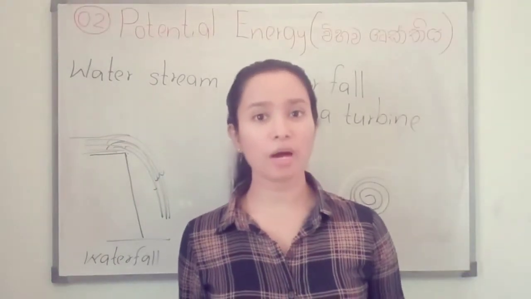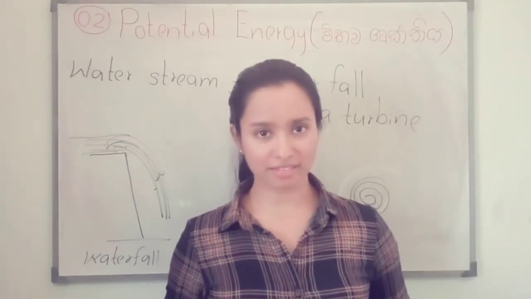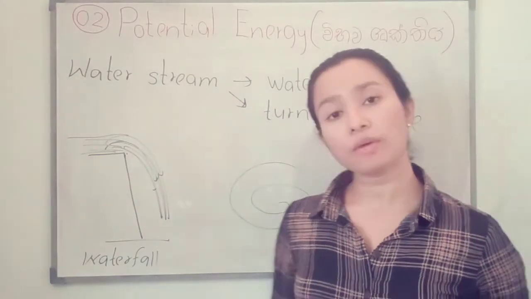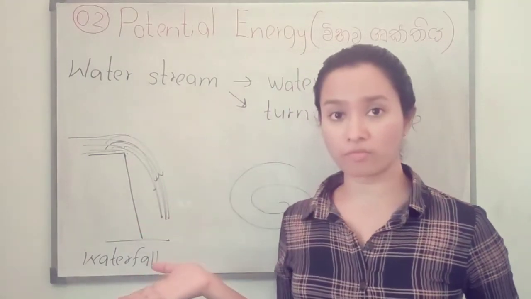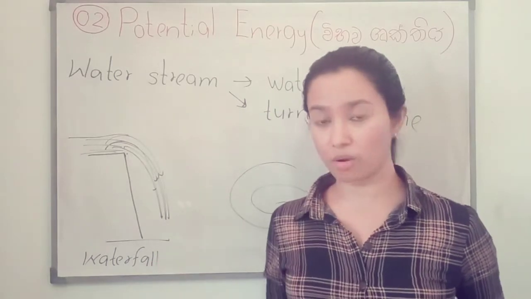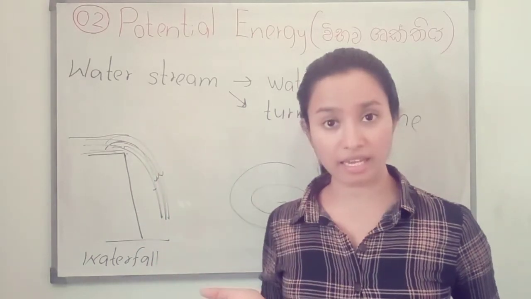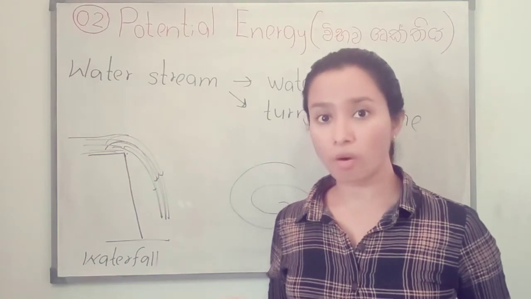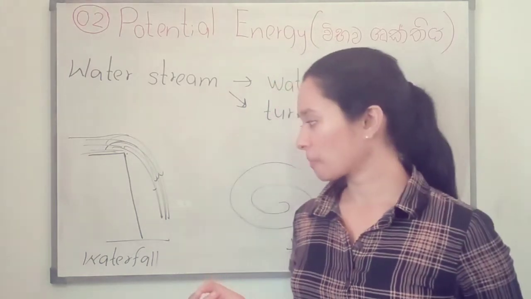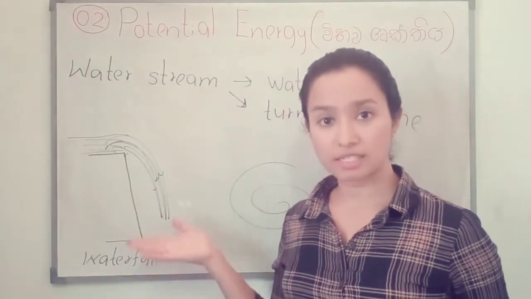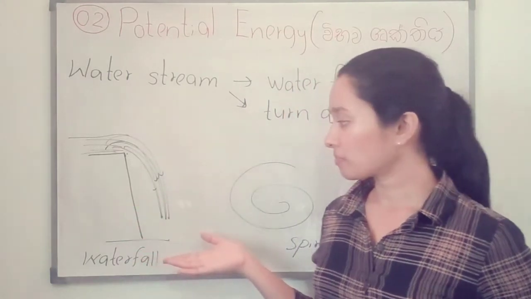We are talking about forms of energy. Think about a water stream, a waterfall like this. You already know the flowing water contains energy. We call that kinetic energy, Chalaka Shaktiya. So this flowing water contains kinetic energy.